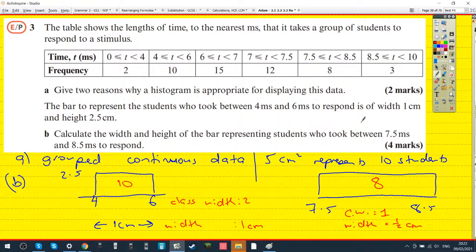Base times height is area. So height is base divided by class width. Base times height is area. Make height the subject, so you divide by the base on both sides, so area over base. So it'd be 8 divided by 1. We want the height in centimeters.